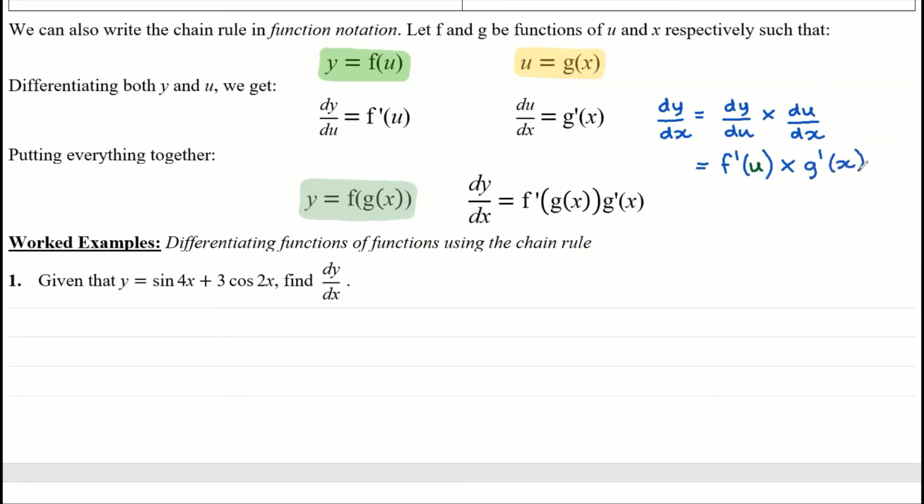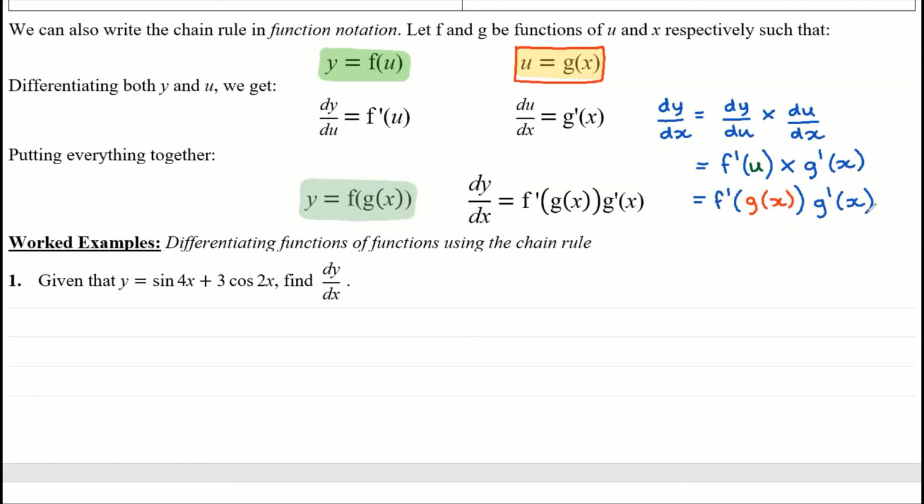Now u was obviously defined as g of x, which is here. So you substitute that in. So then you get f dash of g of x, multiplied by g dash x, and it's just written as a product without the multiplication symbol. So that's where that comes from. It looks worse than it is when you see it at face value, but it's just another way of representing the chain rule.